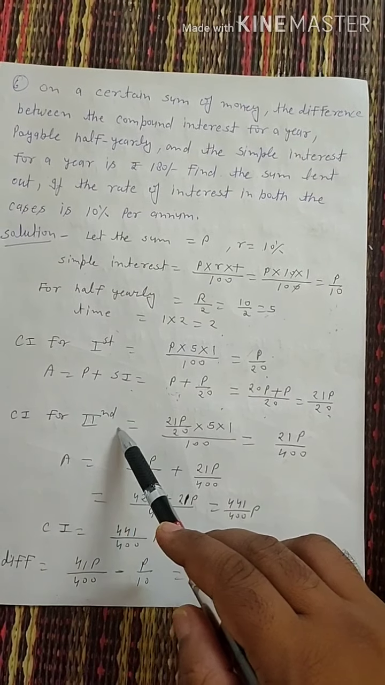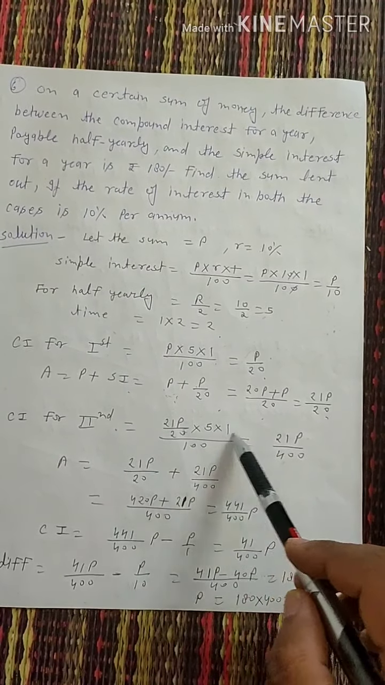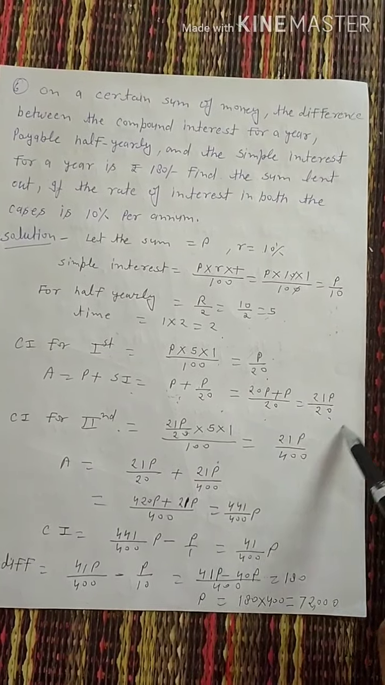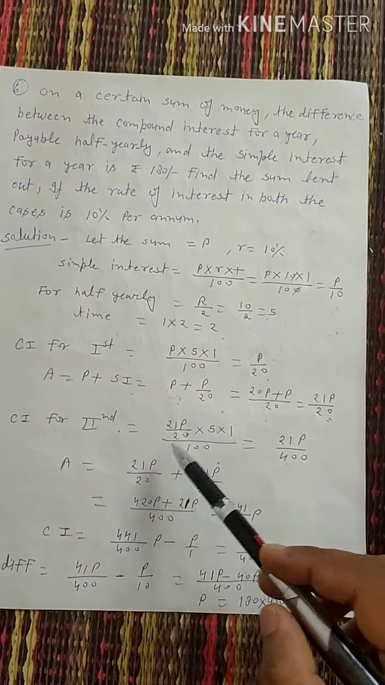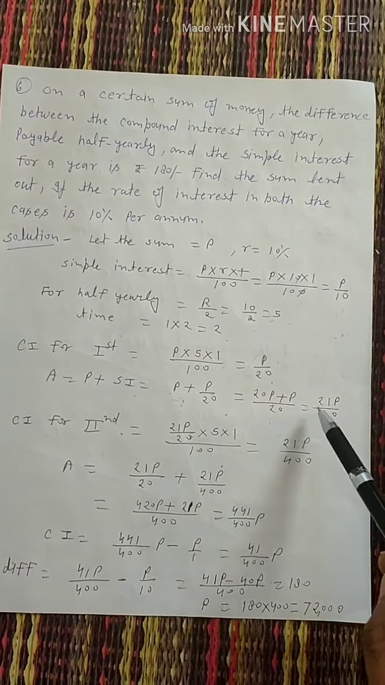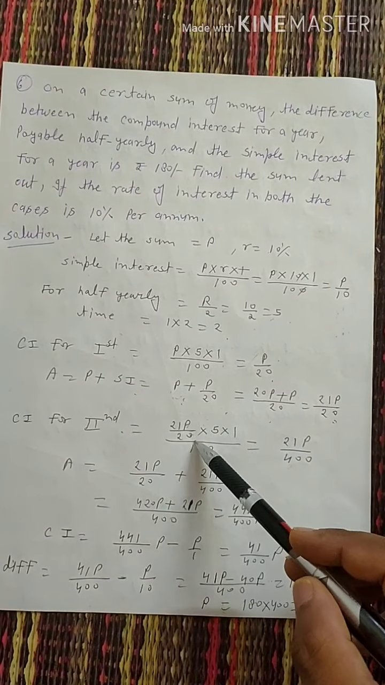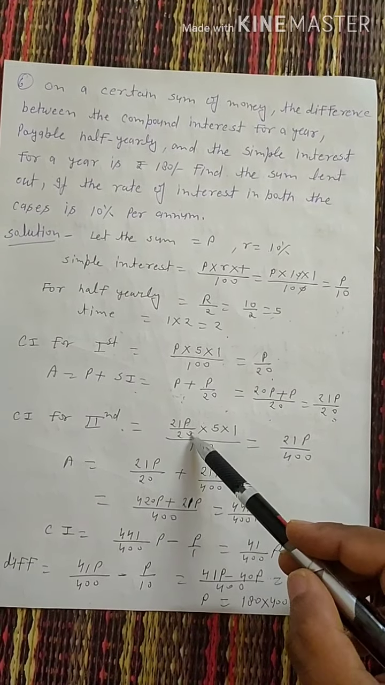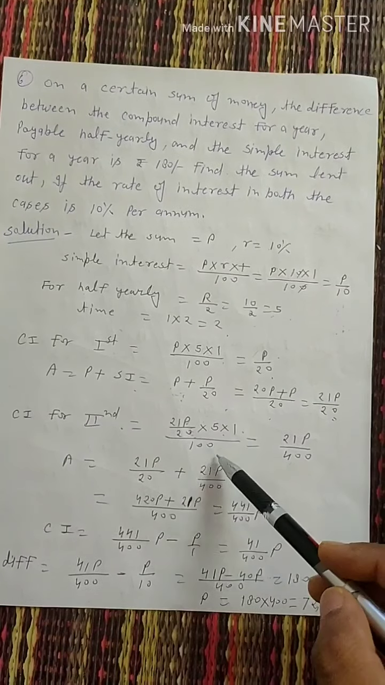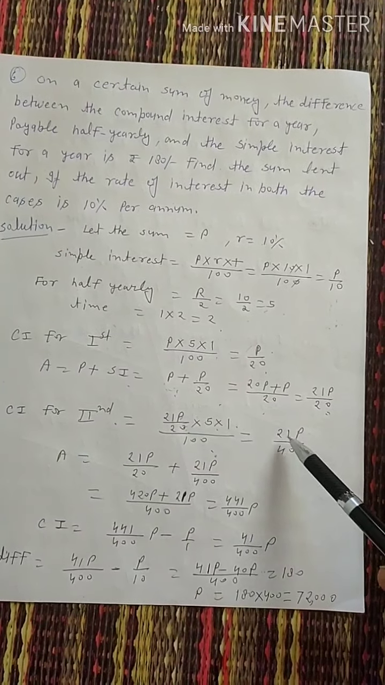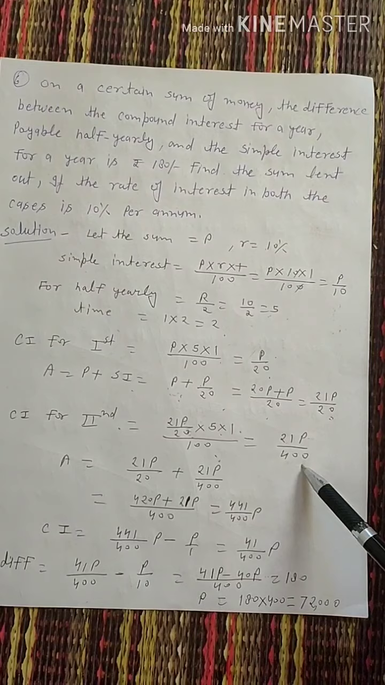Now CI for the second year. So formula is PRT upon 100. So now this amount will be the principal for the second year. This is the rule of compound interest. So 21P upon 20 is the P for the second year, into R 5, into 1 upon 100. Now solve it, so we get 21P upon 400.